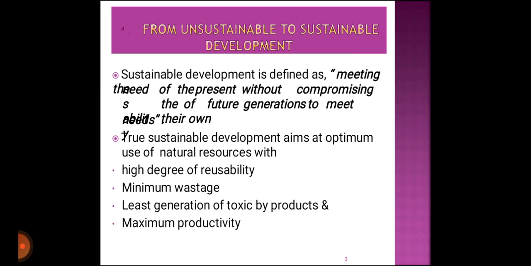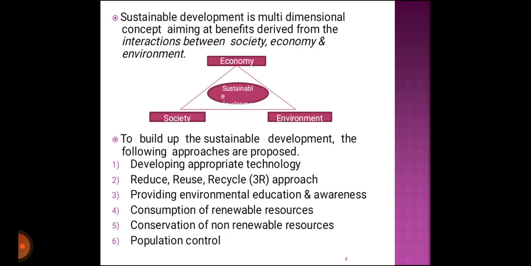Sustainable development is a multi-dimensional concept aiming at benefits derived from the interactions between society, economy and environment. So it is a triangle. Sustainable development is the interlink between the environment, society and economy. If any one of these factors is affected, the others are easily affected. So the three factors, environment, society and economy, form a stable structure, and all the factors are interlinked.